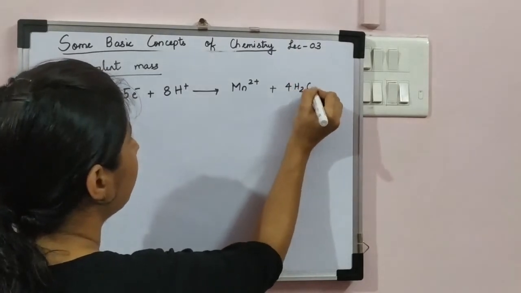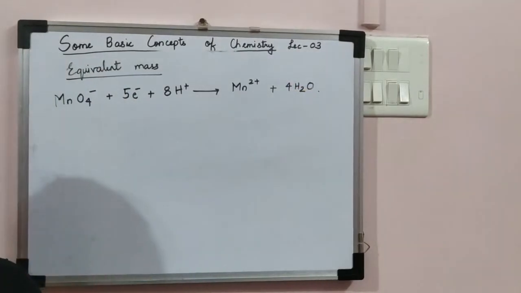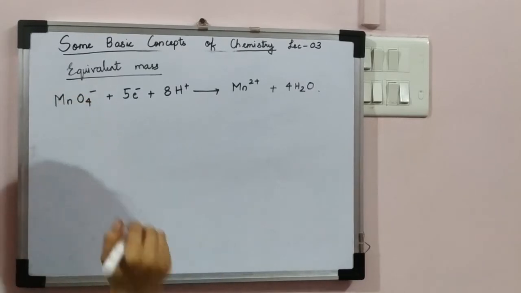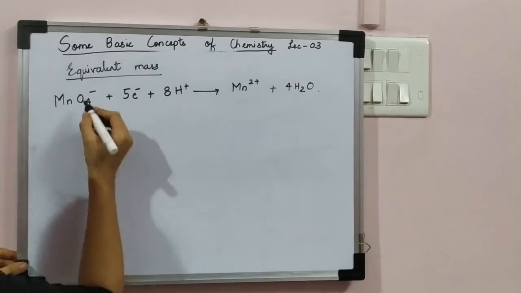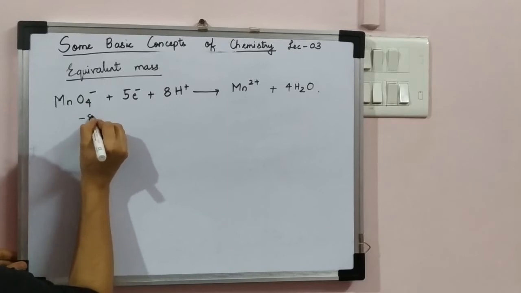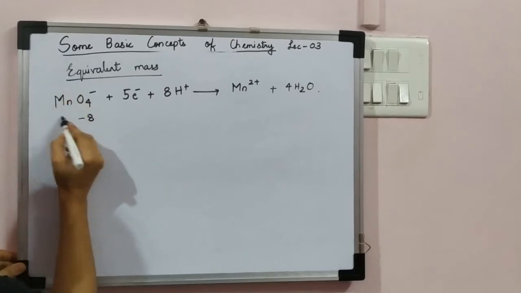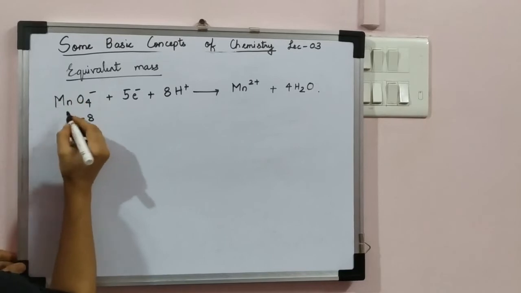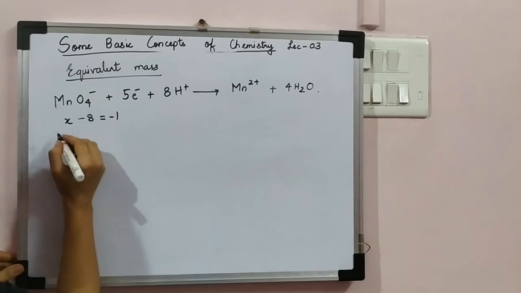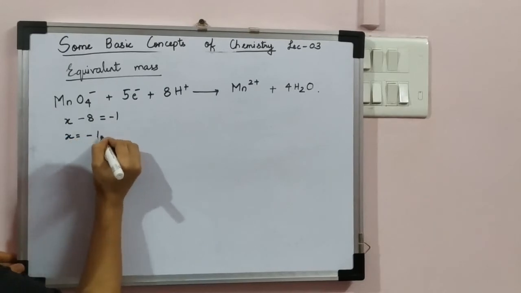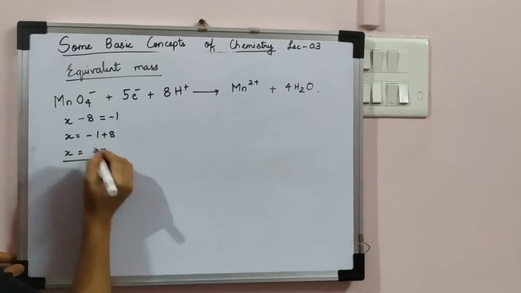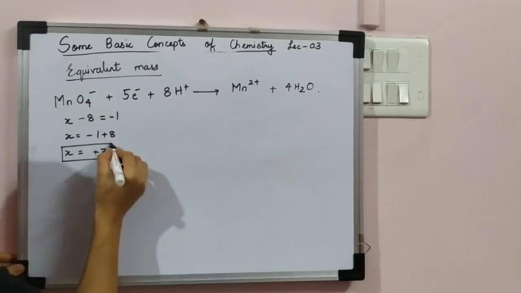and 4 molecules of water. Now if I calculate the charge of Mn in this molecule, what is it? Each oxygen atom has 2 minus charge, and there are 4 oxygen atoms, so the total minus charge due to oxygen atoms is minus 8. The total molecule has a charge of minus 1. So X minus 8 should be equal to minus 1, so X is equal to minus 1 plus 8, which is plus 7. So Mn has a charge of plus 7.